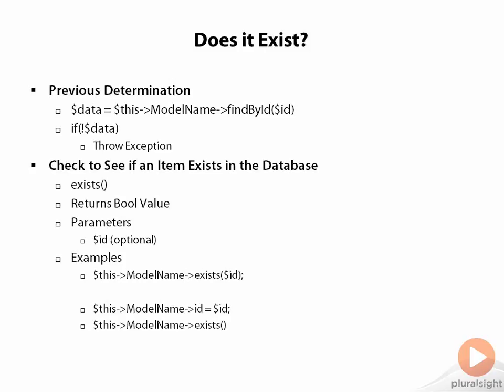Another example of its use would be to set the model name ID first with the ID of the item you are looking up in the database, and then call the exists method with no parameter being passed. Since you have already specified the ID in the model you are looking up, the exists method will use that ID when checking the database. For example, we would type this, our model name, and then the ID variable, and set it to the ID that we are trying to find in the database. Then we would run the exists method by this model name exists, not passing in any parameter.